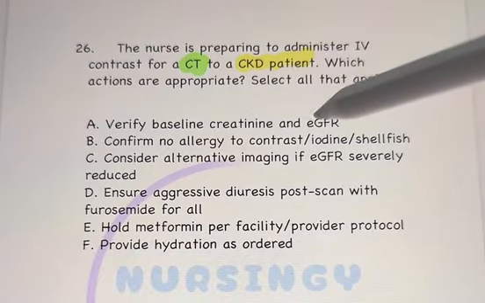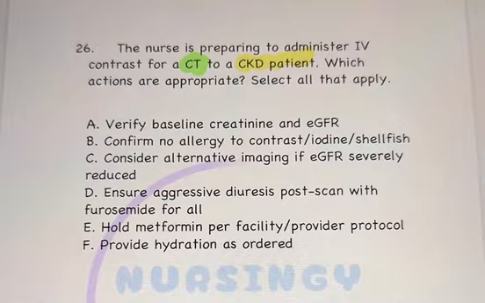Verify baseline creatinine and eGFR. We need to know that because we are checking how much nephropathy might happen, and it will check the risk. Confirm no allergy to contrast, iodine, or shellfish. If somebody is allergic to iodine, contrast, and shellfish, then we are not going to do that. So we need to confirm that.